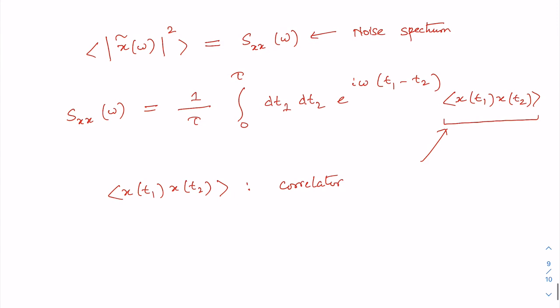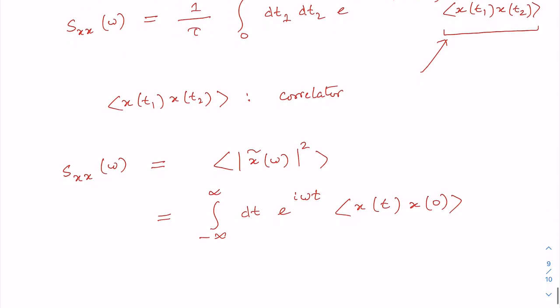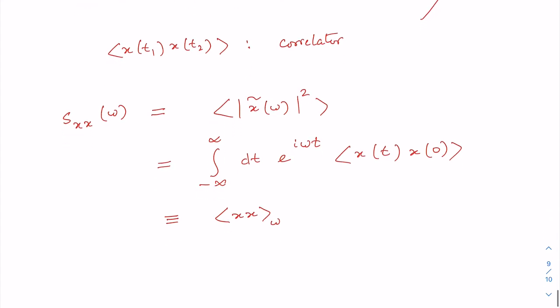So it can be shown just by changing variables that I can express, in the steady state, S_xx of omega, which is the noise spectrum, and this is x tilde omega mod square and the average. So it can be shown that it is integral from minus infinity to plus infinity because all times are equivalent. So therefore for this correlator, I can just change the time variable and I can write it like this. Okay, this is also sometimes symbolically represented by this S_xx of omega, and clearly either this quantity or this is the same quantity.